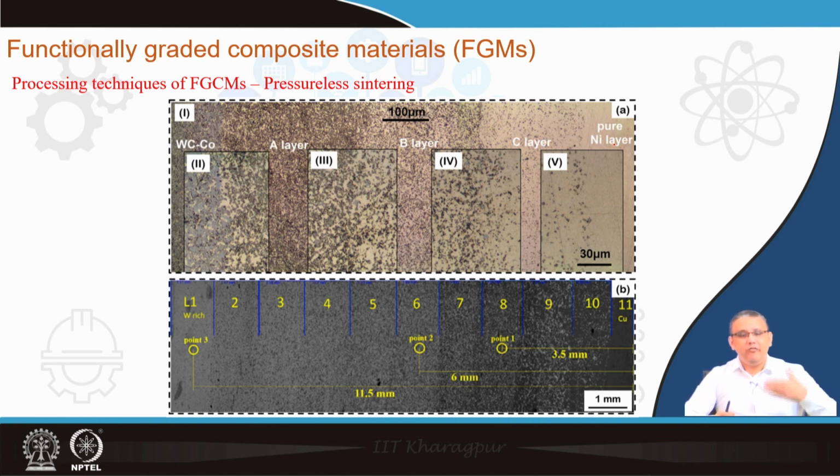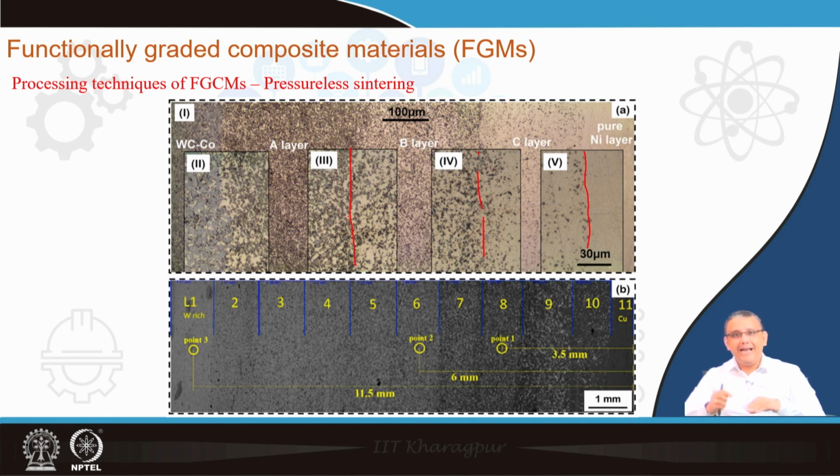this is a very effective way, and we can again see that the interlayer regions, all those regions are pretty defect free, and there is a gradual transition from one layer to another layer. And this kind of composite, as we learned in the last lecture, is a discretely graded FGM composite.